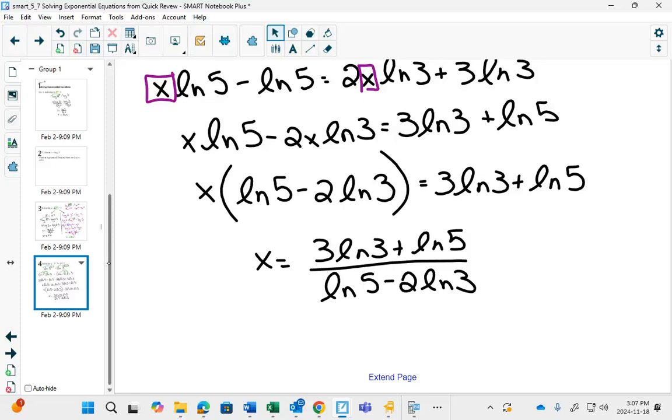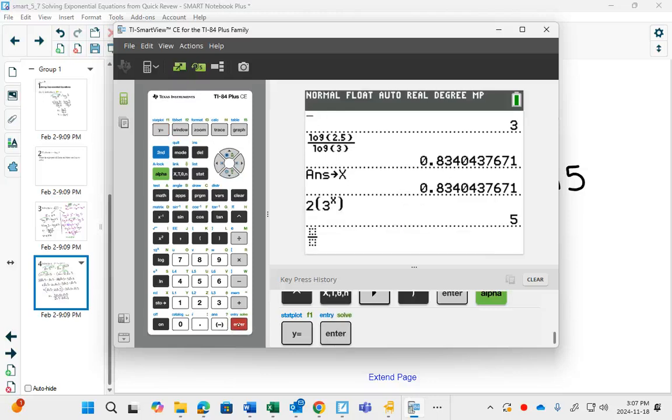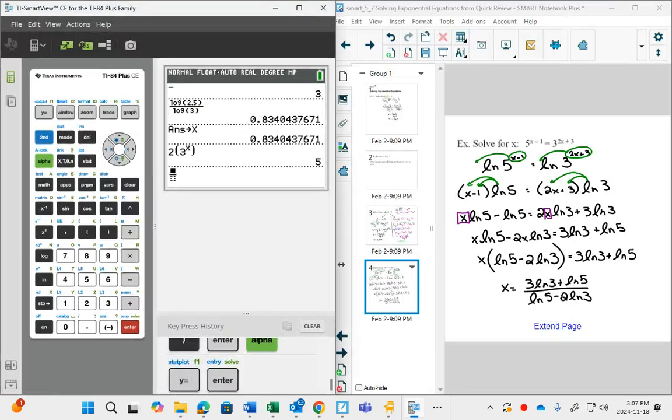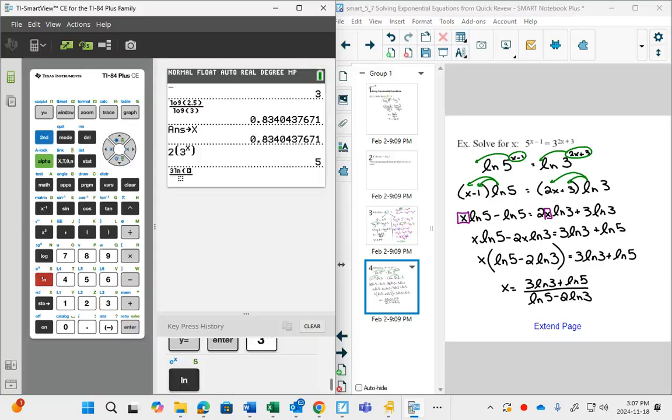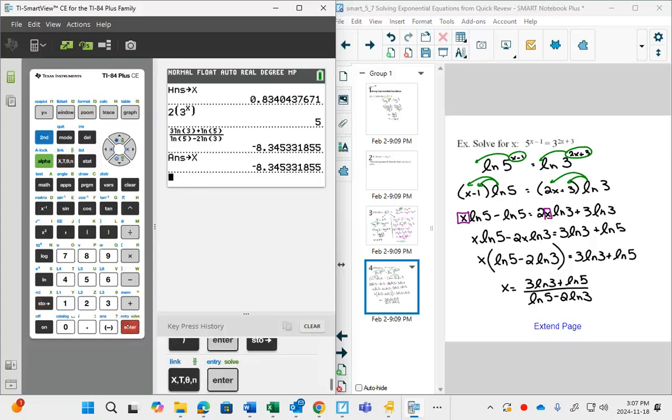And we're going to type that into our calculator. So, fraction button. This is where the fraction button really is handy. Hey, that's cool. But 3 natural log of 3 plus natural log of 5 divided by natural log of 5 minus 2 natural log of 3. Push enter, and I'm going to store this as x. And I'm going to be very hopeful, negative 8.345.